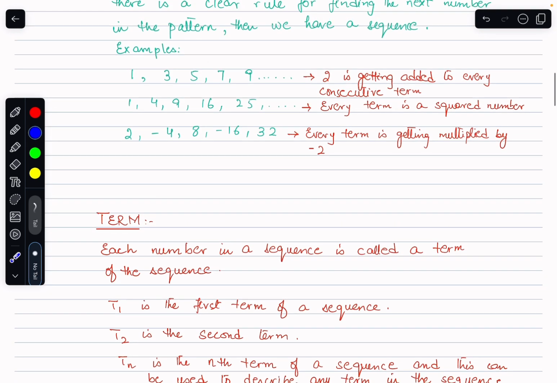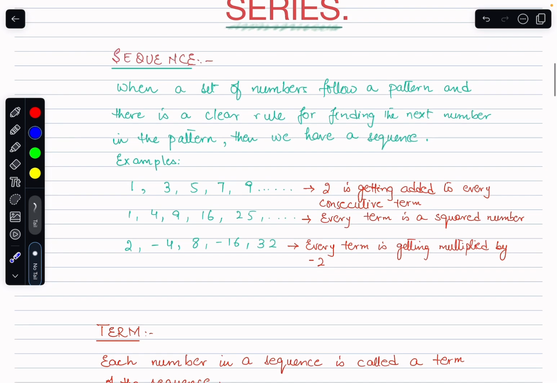If I go back to the sequence, I can see here that this is my first term, second term, third term, fourth term, and then fifth term, and just moving on and on up till the nth term.